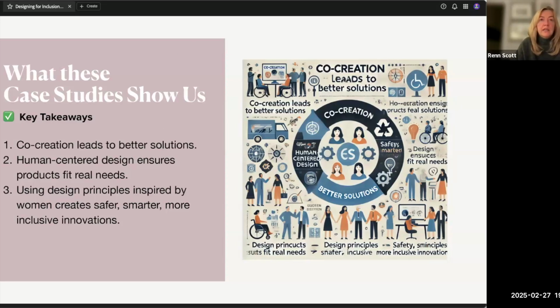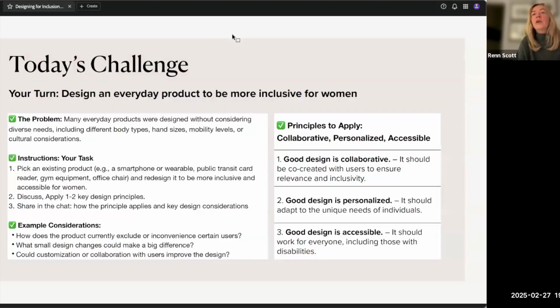So super interesting to see myself how these principles have really resulted in better products for the customers and people that I've had an opportunity to design for. Okay, so today's challenge, time enough about me.